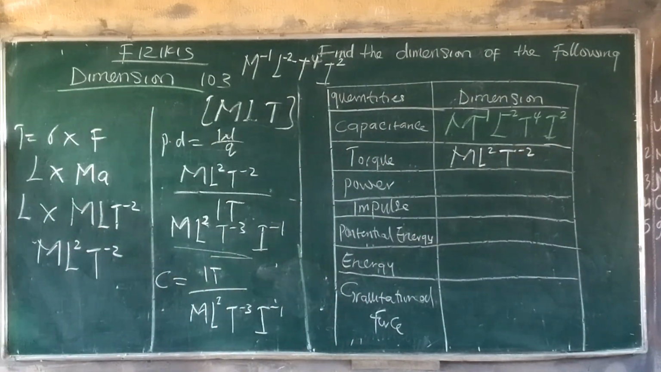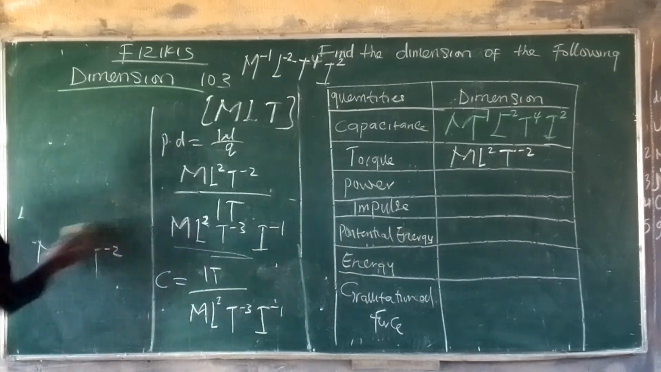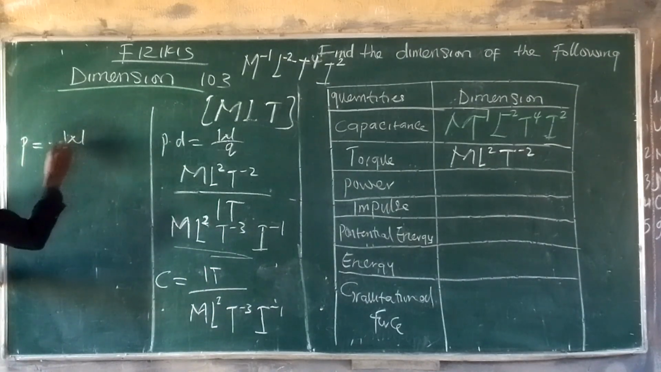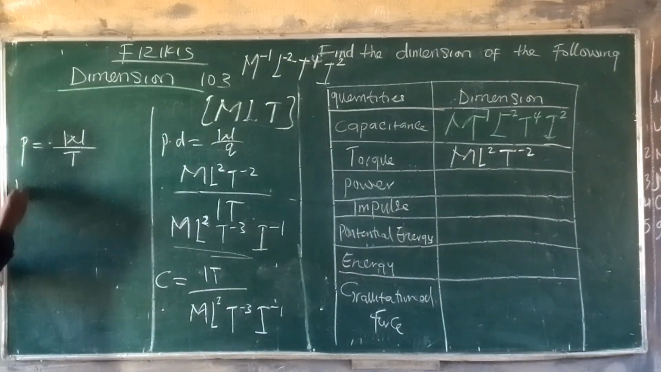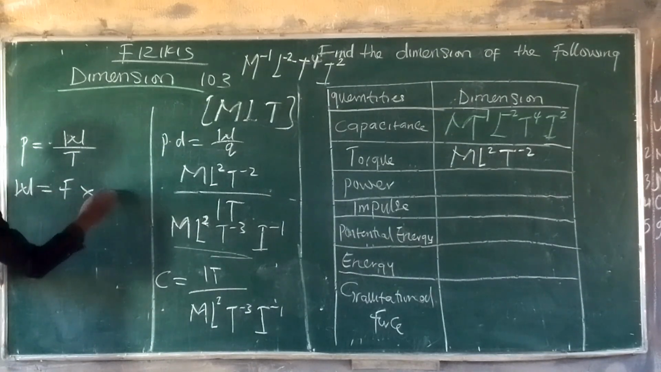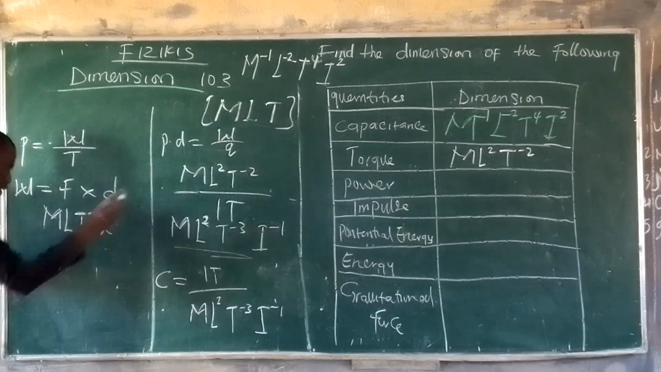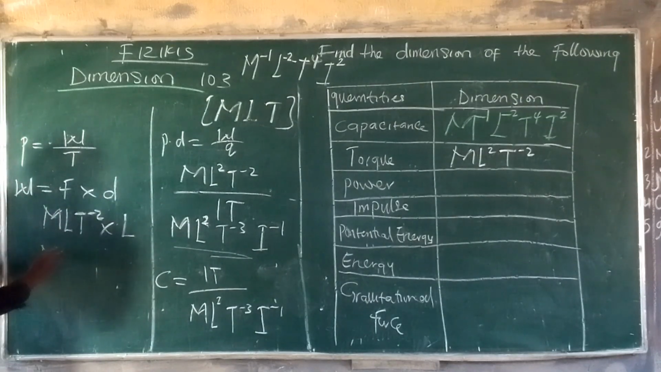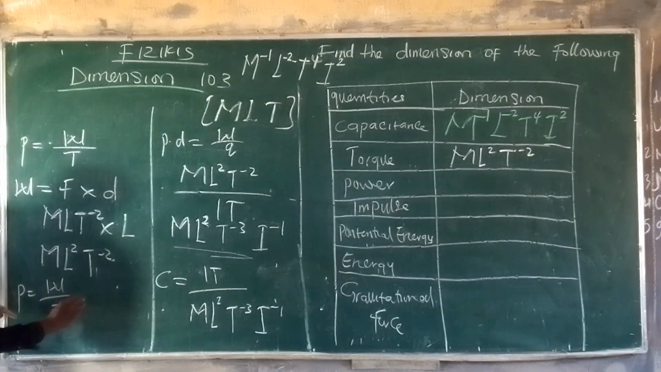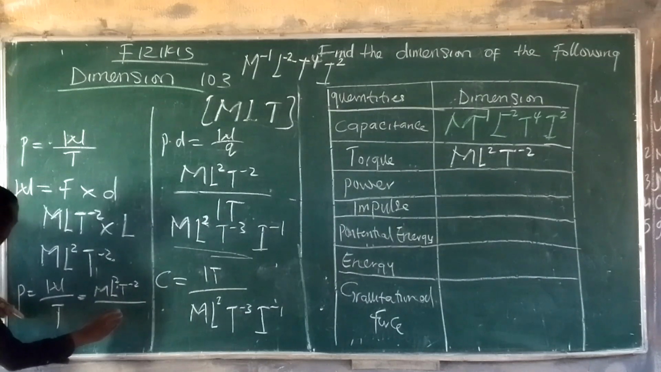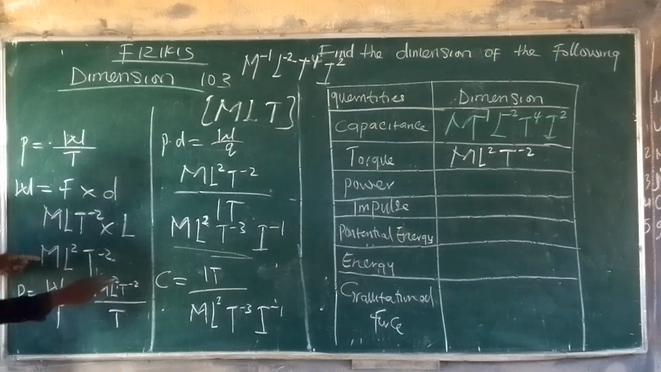So what we're going to do now is that we're looking for the dimension L raised to the power of 2 T minus 2 all divided by time. Now, be very careful.